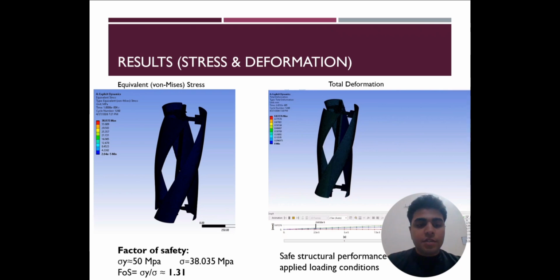Here you can see the results of explicit dynamic analysis, which show the equivalent von Mises stress and total deformation of the turbine. The maximum stress observed was 38 megapascal, and the factor of safety is calculated to be approximately 1.31. This indicates that the structure is safe under dynamic loading, although it is closer to the material limit compared to static analysis.